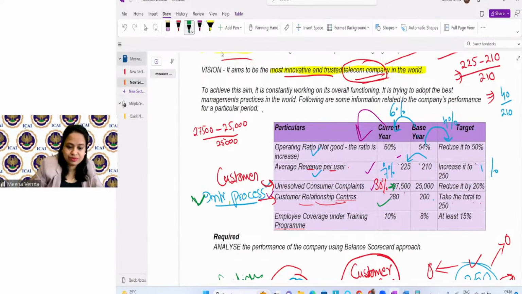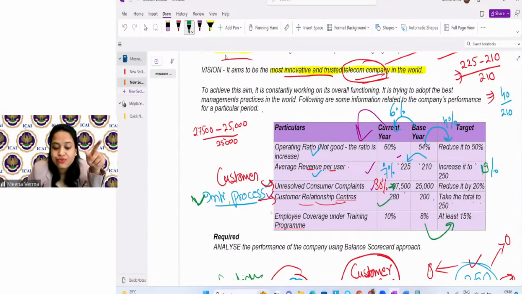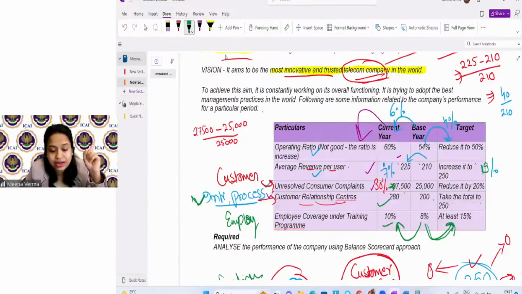Give me 1 minute. I can see. See what the company is targeting: to provide training to at least 15% of employees, to train the employees to work. So from 8% to 15%, this is what the company is targeting for training the employees, under learning and growth. But instead of providing training to 15% of employees, the company has provided training only to 10% of the employees, which is not good at all, right?